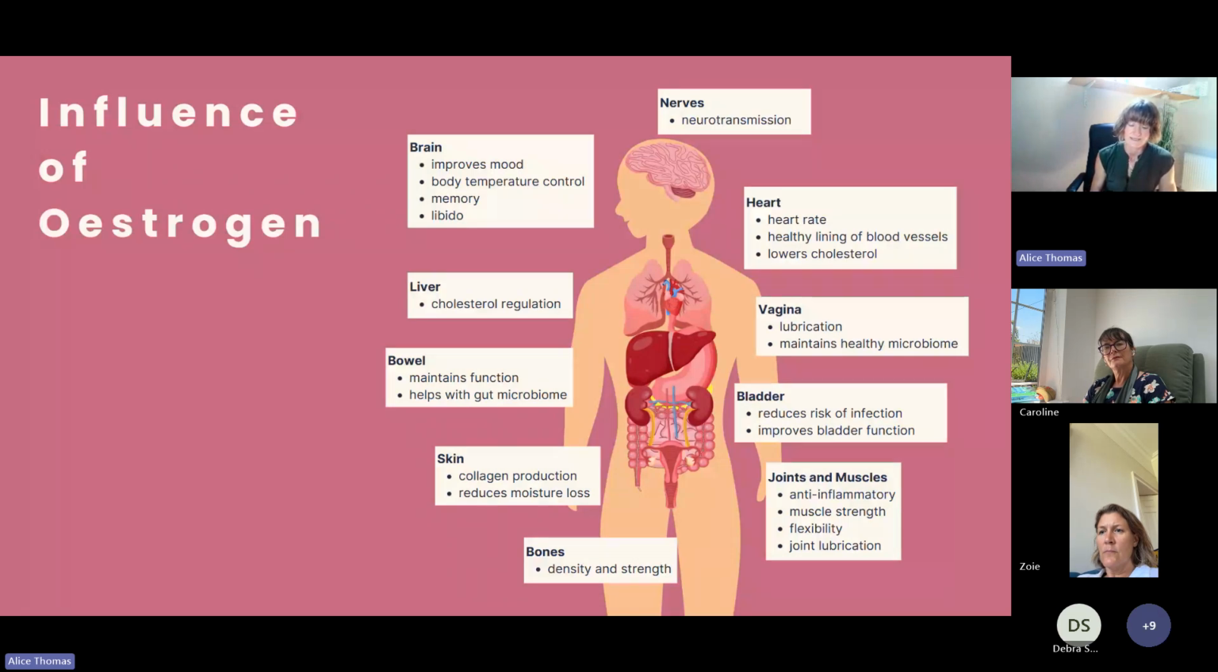And because we have estrogen receptors on almost every cell of our body, once the levels start to fluctuate in the perimenopause and then drop, almost every part of us can be affected, leading to a very long list of symptoms.